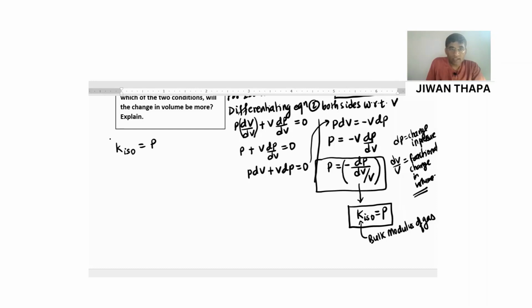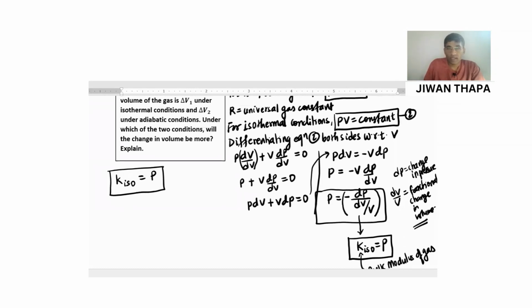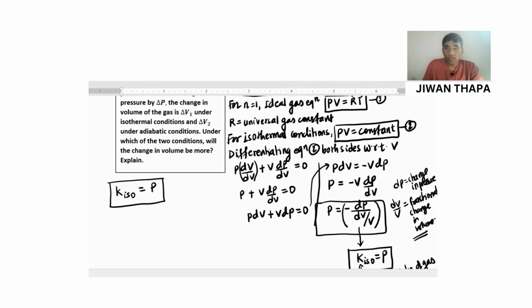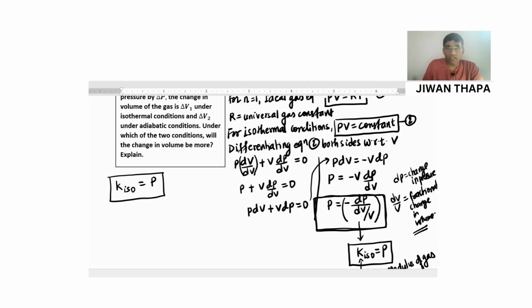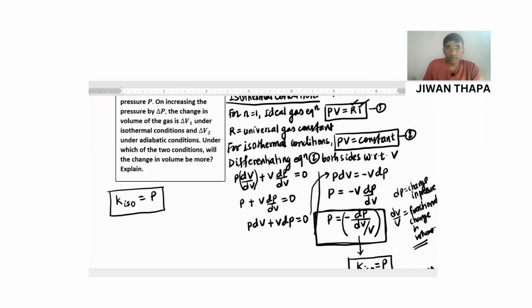We can start directly from this equation also, instead of doing these mathematical steps. We can start directly from this equation. And now what we do is we write this equation according to the question.